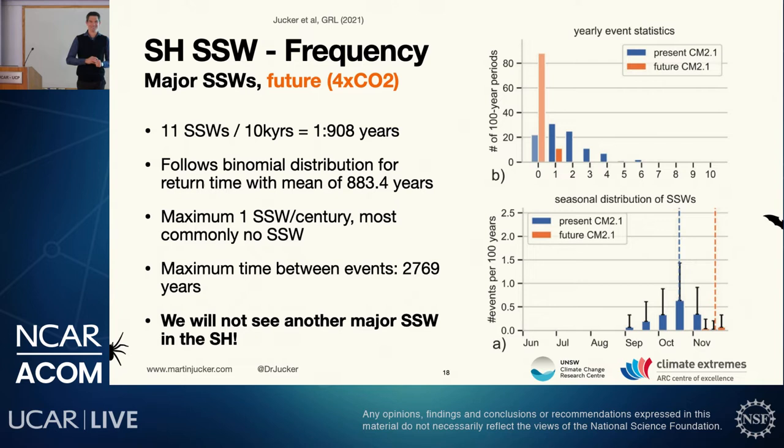I think, if I remember correctly, the reviewers made me remove that sentence. But in a talk, I can still put it in, because it's purely probabilistic, right? But the probability of another one happening is really, really small in the future. And another conclusion for me, the 2019 event is not because of climate change, because it goes the other way, right? If anything, it would not happen with climate change.